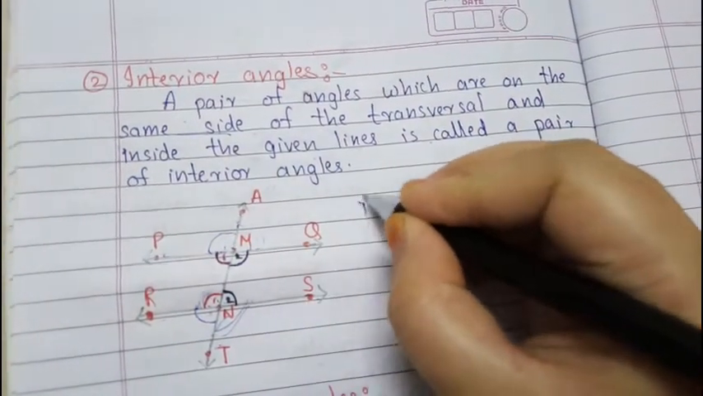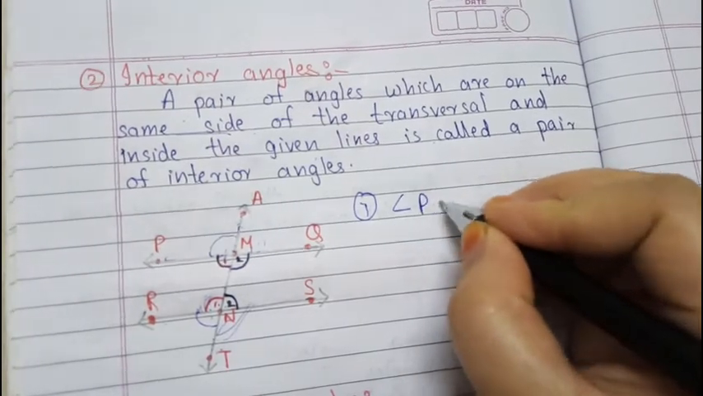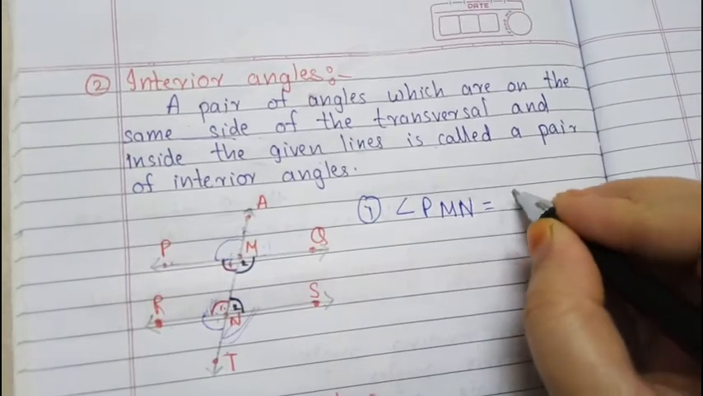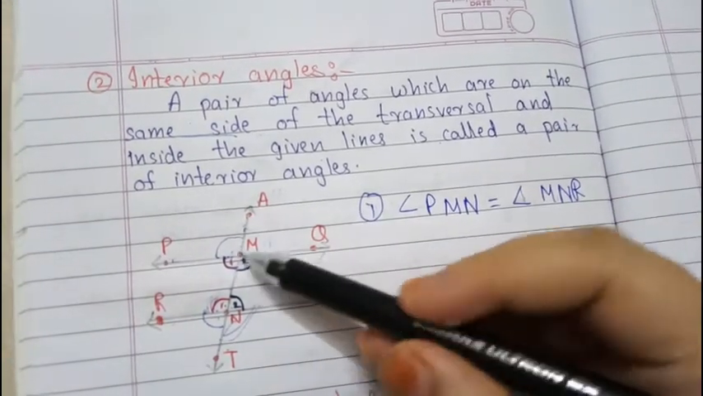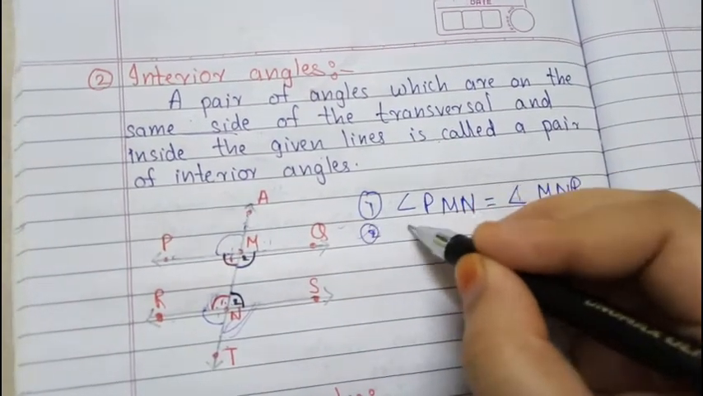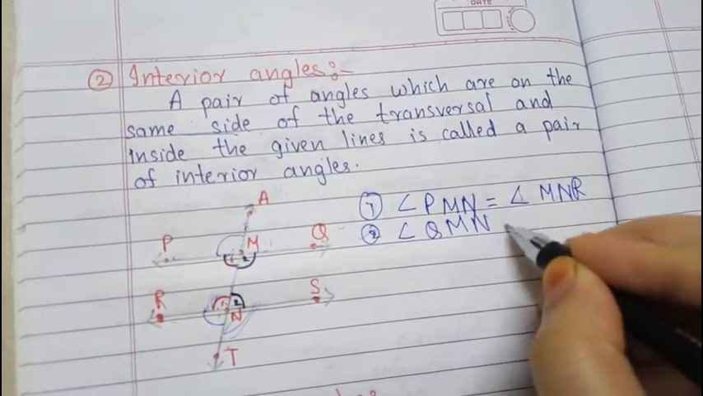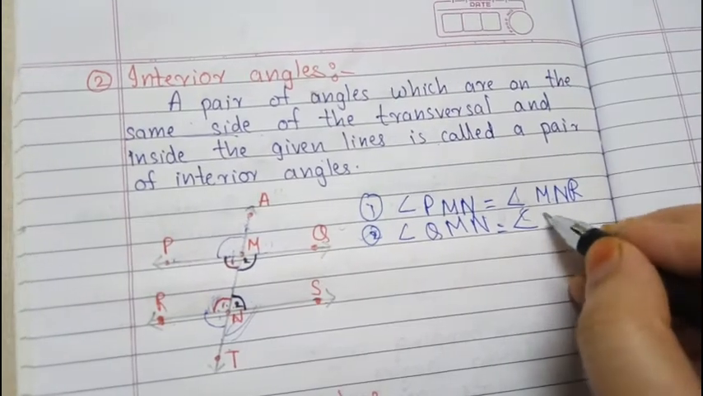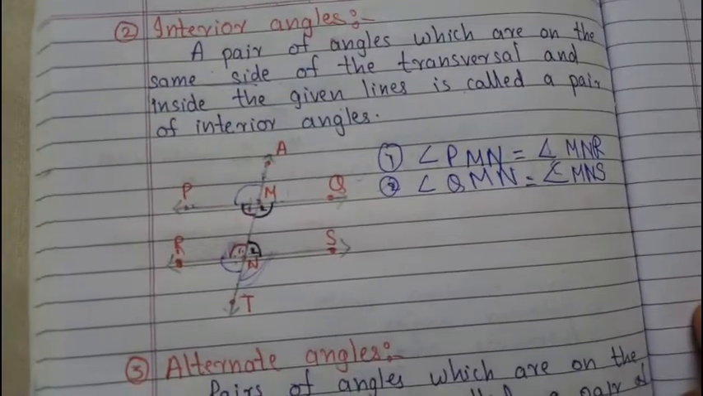So the first pair of interior angles will be angle PMN equals to angle MNR. Okay, these angles are on the left hand side. And the next pair will be angle QMN congruent to or equal to angle MNS. Okay, so this was all about interior angles.